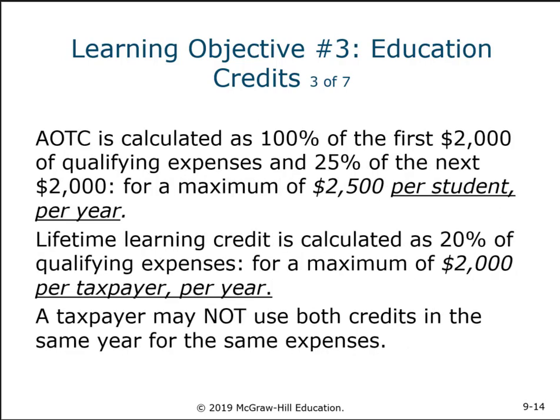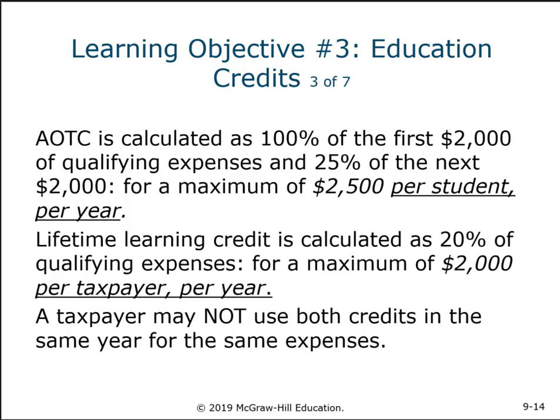So AOTC, like we said, is better. It's calculated at 100% of the first 2,000 of qualifying expenses. So you add up those expenses, and as long as you have 4,000 or more, which isn't too hard to do in a year, the maximum is 2,500.